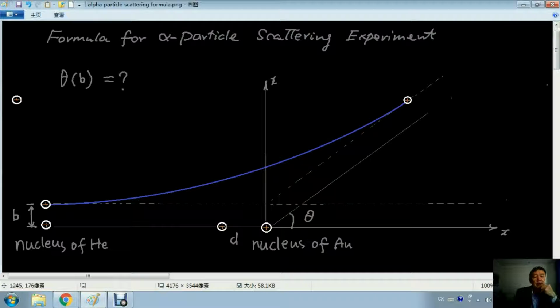Now how do we start? First, we need to find the force. So this is an arbitrary position of the alpha particle during the scattering. The distance between the two charged particles will be called r. According to Coulomb's law, the force in this case must be repulsive. The force acting on the alpha particle will be centrifugal. So that would be the Coulomb force acting on the particle.